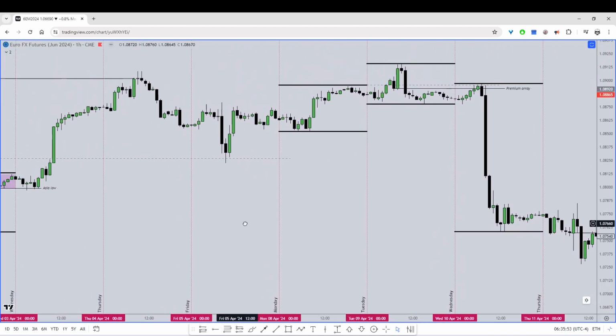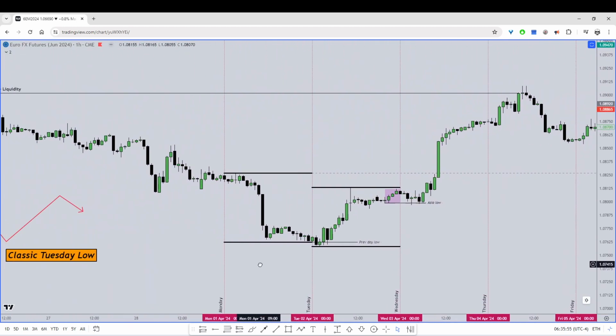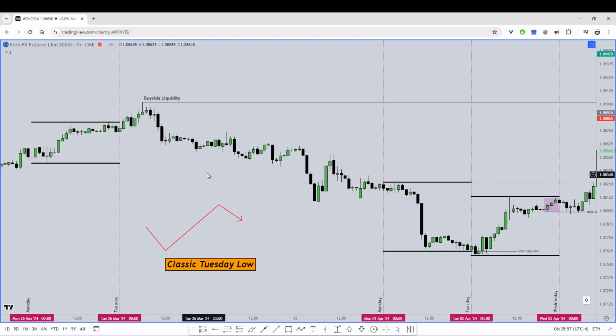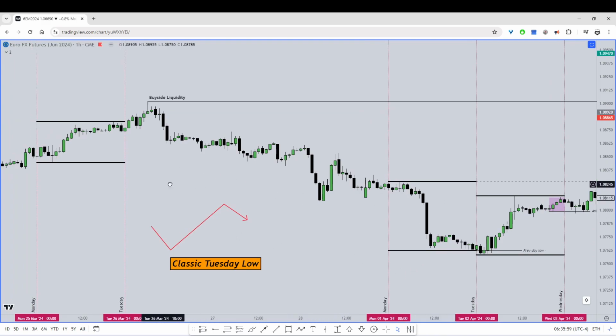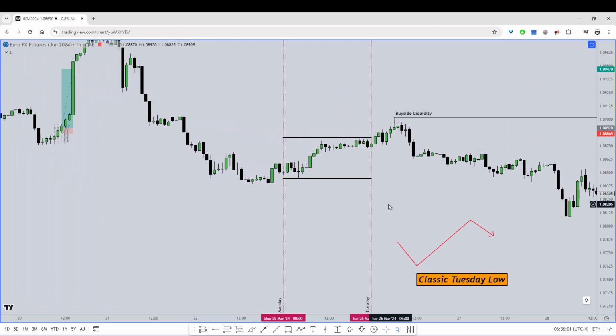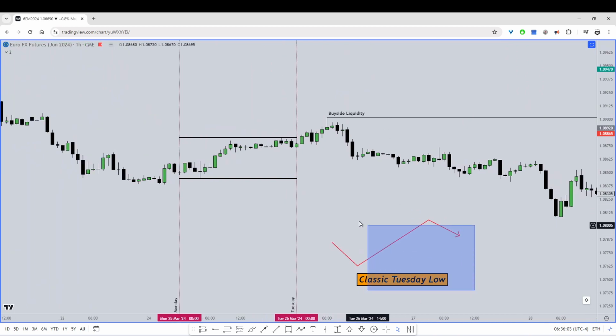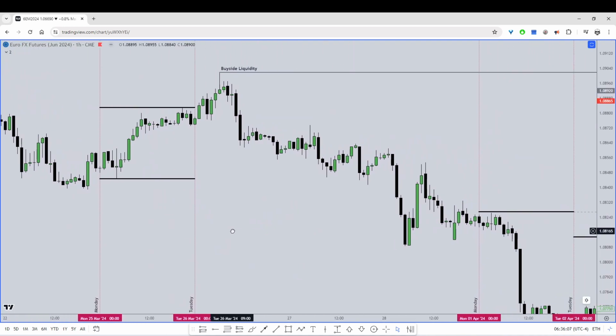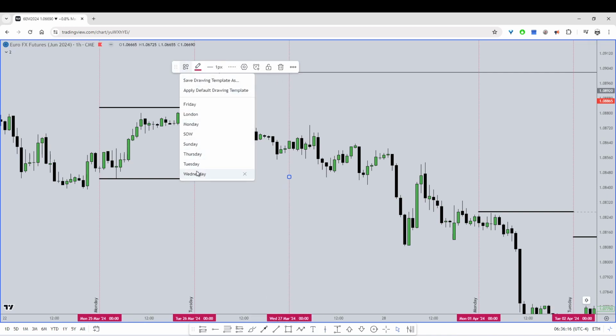And each week there's this framing of the week which takes the Monday range, and even the previous week that led into this classic Tuesday low week. If we take that week and we look at Monday, frame the range, then we mark out Tuesday to Wednesday's price action.